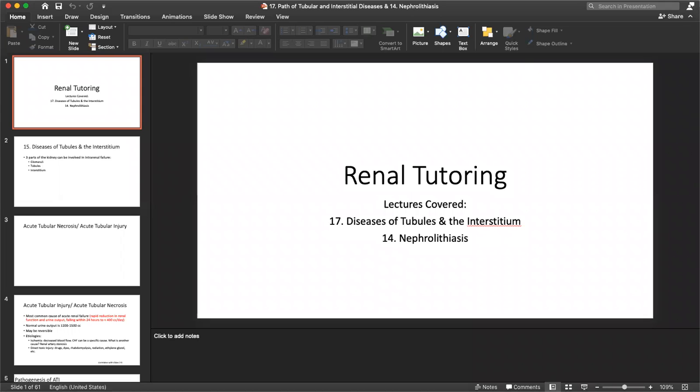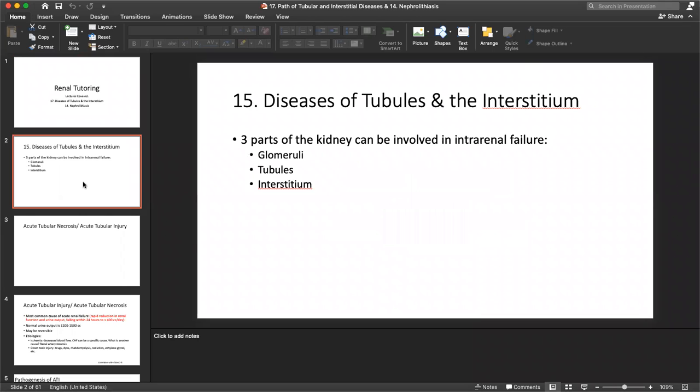All right, let's get started. So now we're going to look at the diseases of the tubules and interstitium, and then we're going to go back to lecture 14 to nephrolithiasis. We're kind of skipping. We're going out of order. All right, diseases of the tubule and interstitium.